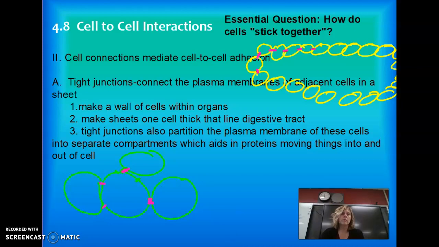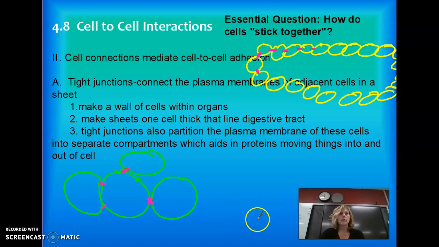So cell-to-cell connections mediate things. One of the things they do is cell-to-cell adhesion, keeping those cells stuck together or attached to each other, if you will. Something called tight junctions connect the cell membranes of adjacent cells into a sheet. Obviously, this is really important on our skin, for our skin cells to be attached and connected to each other to create that barrier against the outside world. But this also happens with our internal organs. They are connected also by tissue that surrounds them and protects them.